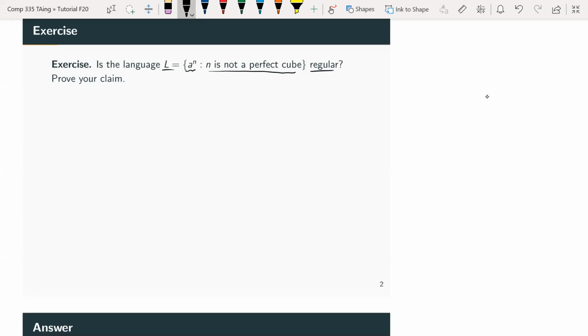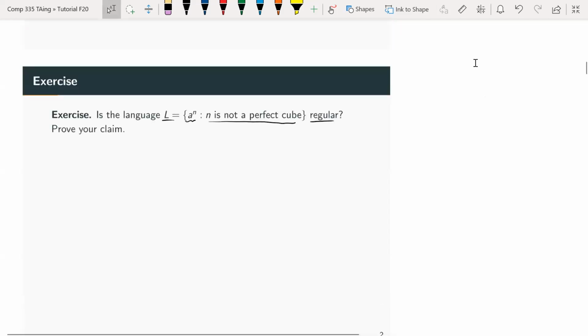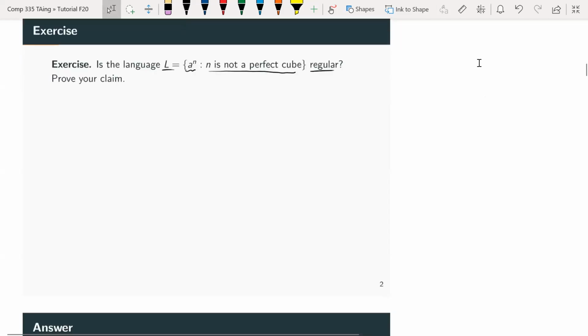Okay, so that's our question, and we need to prove our claim. If we state that it is regular, we need to either create an FA that accepts it, create a regular expression that denotes it, or create a grammar that generates it. Otherwise, if we think that it's non-regular, we need to prove it using the combination of the pumping lemma and the closure properties. Okay, so what are we thinking for this one?